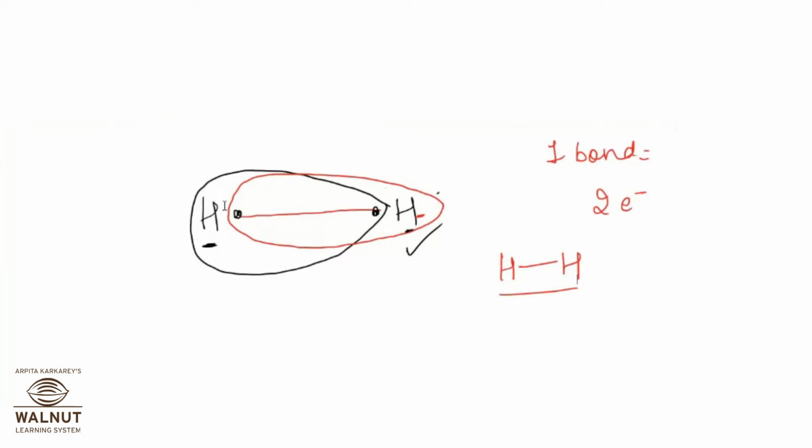Okay, so sharing is done between these 2 hydrogen atoms. This is a covalent bond. Is it clear to everyone? Now we will practice for the Cl2 molecule.